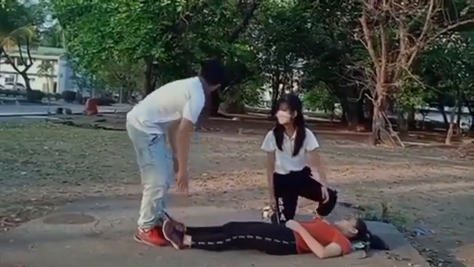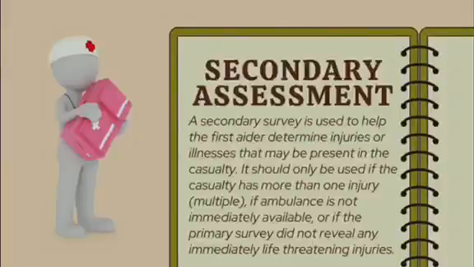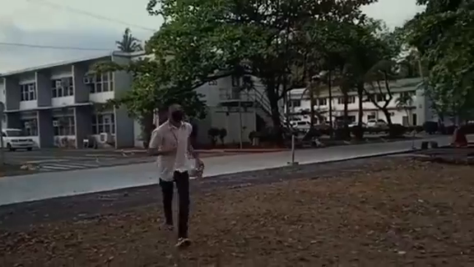And now, let's move on to the secondary assessment. A secondary survey is used to help the first aider determine injuries or illness that may be present in the casualty. It should only be used if the casualty has more than one injury, if an ambulance is not immediately available, or if the primary survey did not reveal any immediately life-threatening injuries.